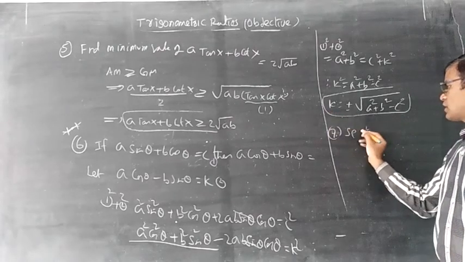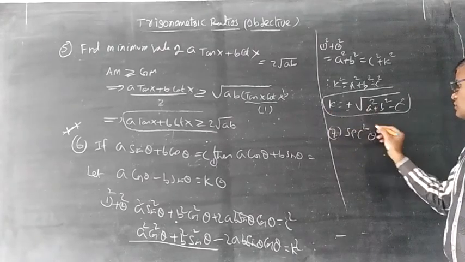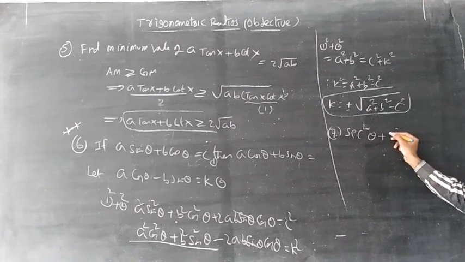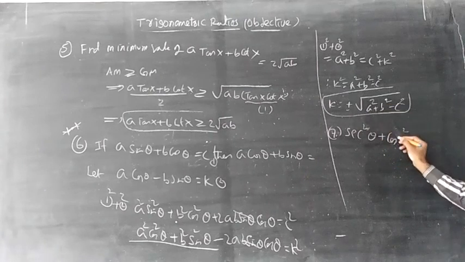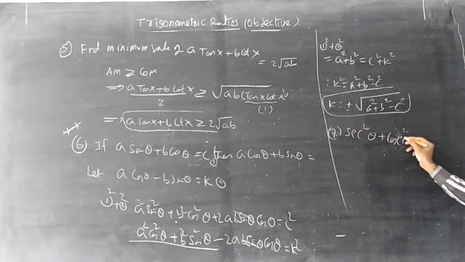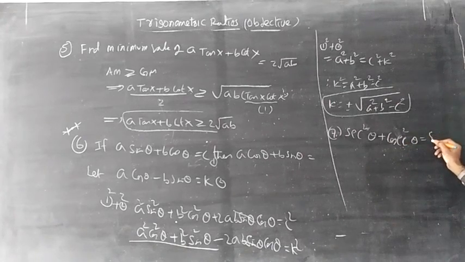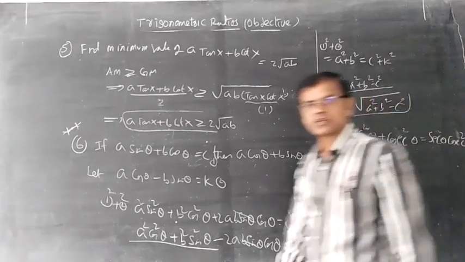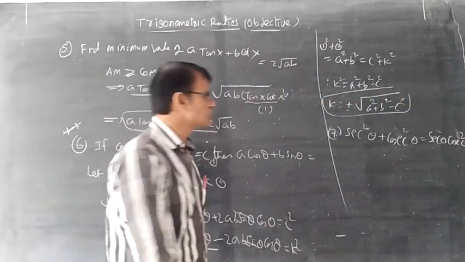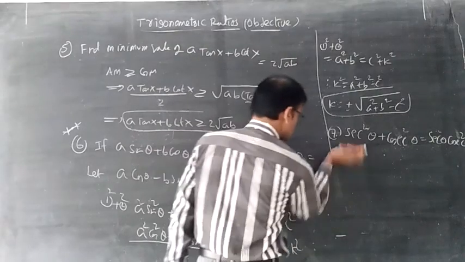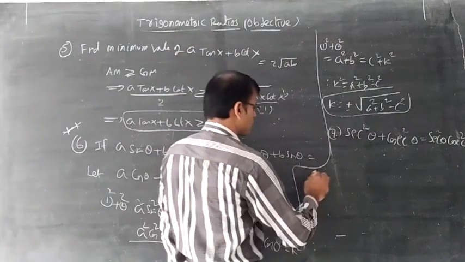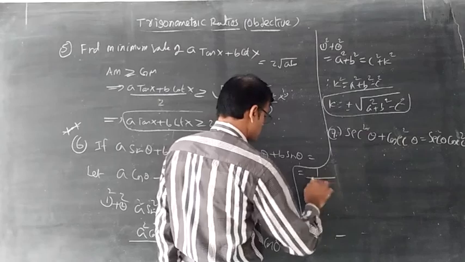The 7th one: secant square theta plus cosecant square theta. This is a very important one. It becomes secant square theta plus cosecant square theta is equal to secant square theta into cosecant square theta. How is it possible? Let us write like this.